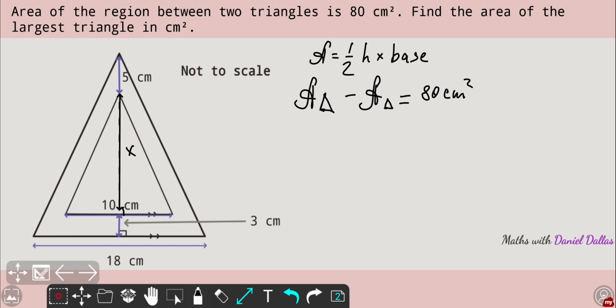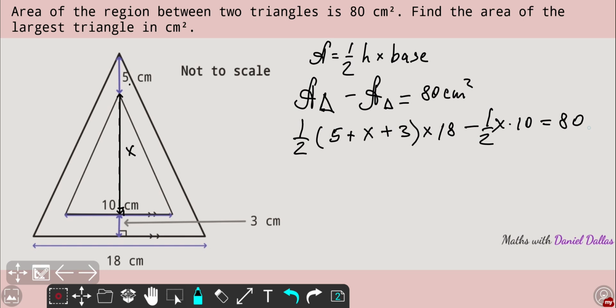we can apply the following formula: 1 over 2 times the height, which consists of the 5 centimeters segment, then x, and then 3 in total. We multiply by the base, and the base for the largest triangle is 18 centimeters. Then we subtract the area of the smallest one, which is 1 over 2, height x, times 10, and this results in 80 centimeters squared.